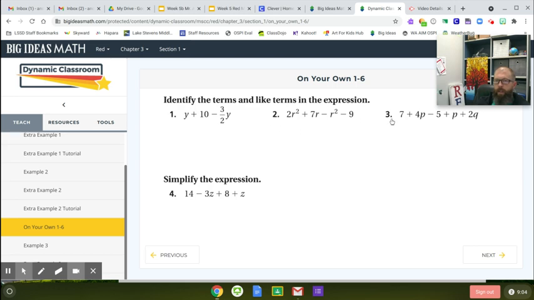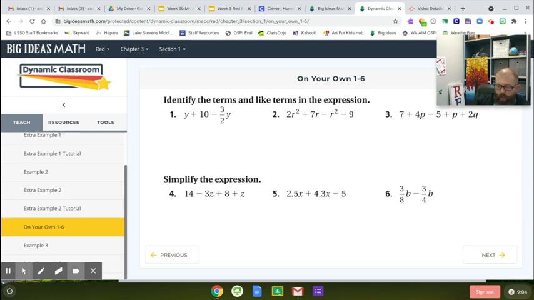So here, 1 through 3, identify the terms and like terms. And then 4, 5, and 6, simplify it. So you're going to find the terms and like terms and combine them by adding or subtracting. All right, so go ahead and pause your video. 1, 2, 3, pause.